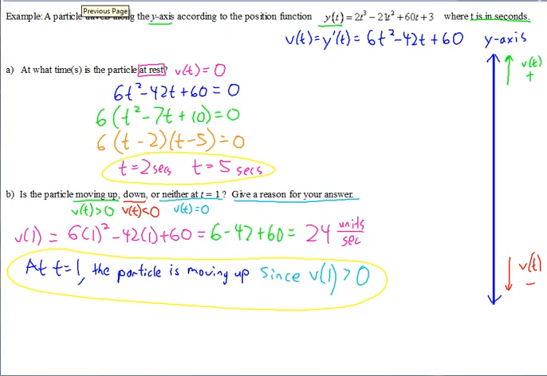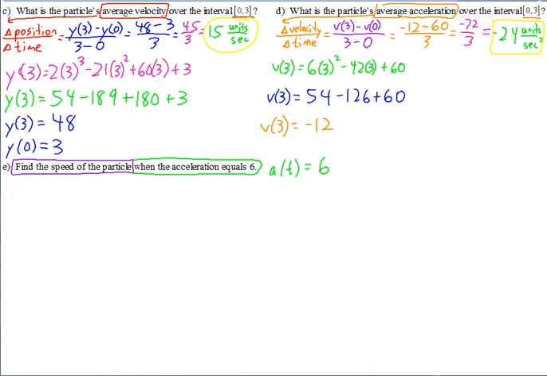So a of t, remember it's the first derivative of velocity, v prime of t, which is the second derivative of position. That would be y double prime of t. So that would be 12t minus 42. So we'll set 12t minus 42 equal to 6 and solve for t. Add the 42 gives you 12t equals 48. And divide by 12 gives you t equals 4. So 4 seconds, that's when the acceleration equals 6.